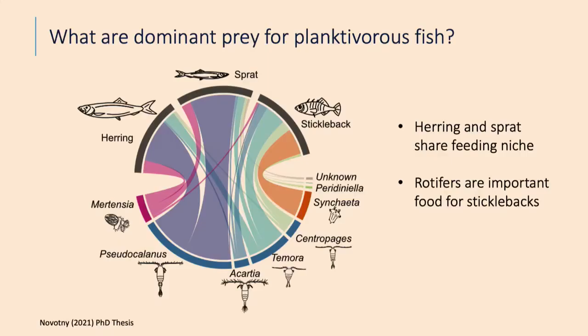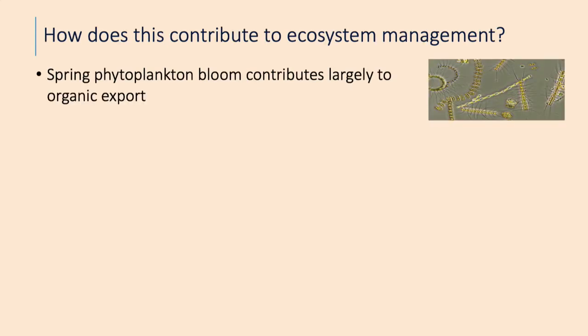But what is interesting is that the stickleback, a species that has exploded over the last decade in the Baltic Sea, seems to have its own feeding niche. This is a species that utilizes mainly rotifers and also some other types of copepods that other fish species don't really use. So this means that this species occupies its own niche, and that may also contribute to the success of the species.